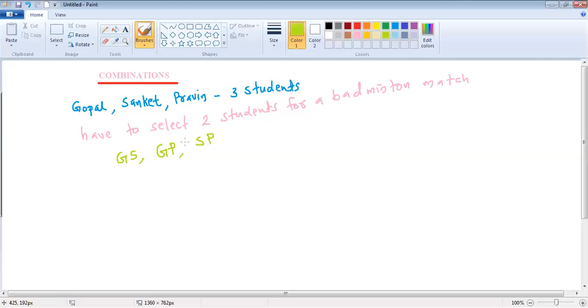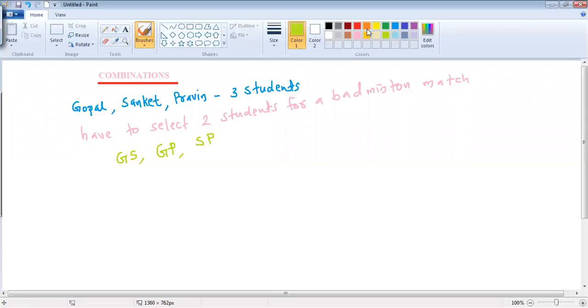And this kind of selection, this kind of arrangement, is known as combinations. So here also arrangements, but the order is not important. Selecting two students for playing badminton. If you select Gopal and Sanket or Sanket and Gopal, it is the same selection. In the same way, if you select Gopal and Praveen or Praveen and Gopal, it is the same selection.